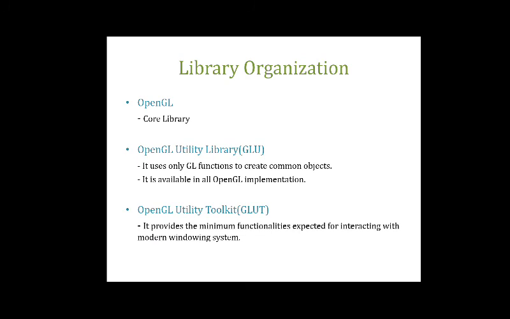So OpenGL is the core library, and some other terms are there, that is the OpenGL utility library and the utility toolkit. These terms we are going to see in our next lecture. So the OpenGL utility library gives the GL functions to create common objects. Okay, it is available in an OpenGL implementation, and the utility toolkit provides the minimum functionality expected for interacting with the modern windowing system. It gives some functionalities, that utility toolkit. We will see this term briefly in the next lecture.